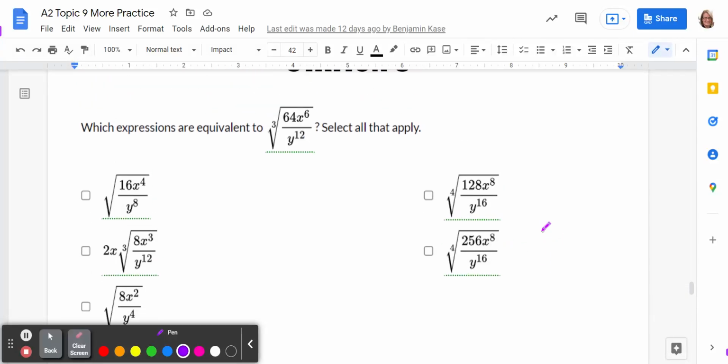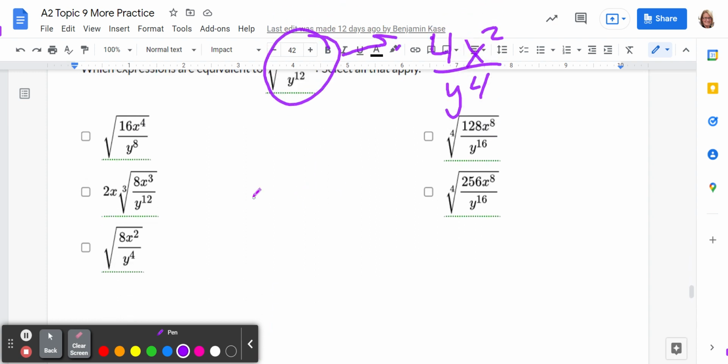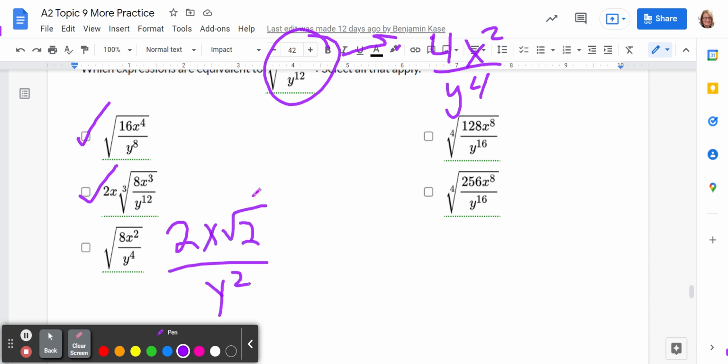Okay. On this one, what you're going to have to do is not only simplify this part, but simplify each of these. So I'm going to start with that. My simplified answer of that is going to be 4x squared over y to the 4th. When I simplify this going through, you get this answer. When I simplify the second one, I also get that answer. This third one simplifies to 2x square root of 2 over y squared. So you can clearly see that those don't work.